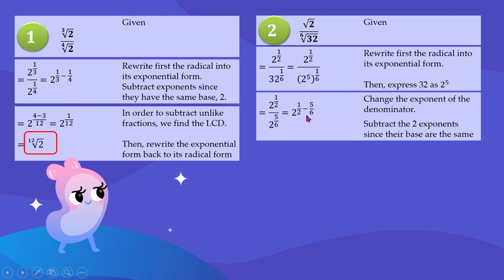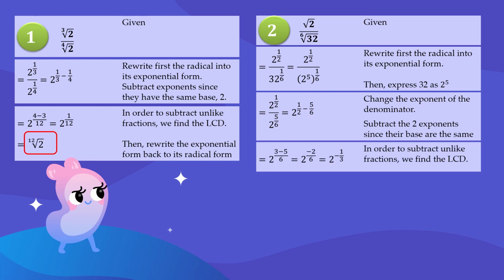Even if 5 over 6 is cut, it is still bigger than 1 half. Sige lang, we will follow this format. So base 2, exponent 1 half minus 5 over 6. Subtract the exponents. We cannot subtract 1 half and 5 over 6 simply because of the denominators. They are unlike fractions, so we get the LCD of the two fractions, 1 half and 5 over 6. Their common denominator is 6.